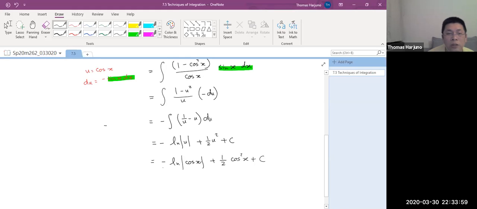Of course, this guy here, I can go a bit further. This is natural log of 1 over cosine x, right? Imagine if I bring the exponent to the top here. If I bring the negative exponent to the top here, it becomes the power of negative 1, right? And therefore, eventually, it becomes secant.